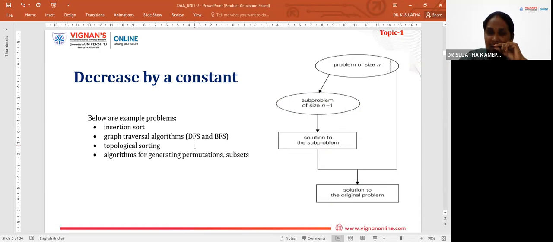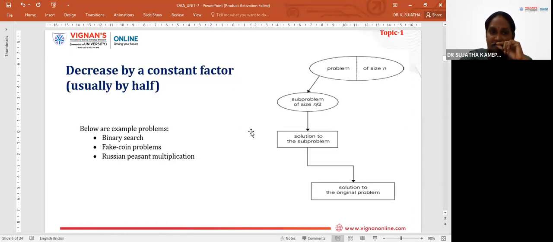The applications that can be solved using decrease by a constant are insertion sort, graph traversal algorithms such as BFS and DFS, that is breadth first search and depth first search, topological sorting, and generating permutations. We can use the same method for generating combinations as well as subsets, etc. These are the different applications that we can solve using this decrease and conquer variation.